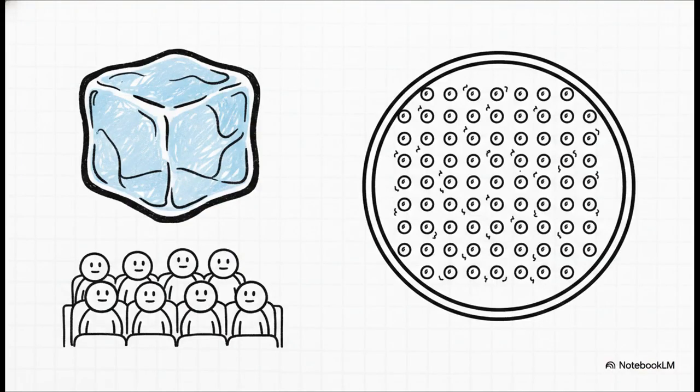First up, solids. I want you to picture the particles in a solid like a perfectly organized audience in a movie theater. Everybody's packed in tightly, right next to each other in their fixed seats. Now, they might be vibrating a little, buzzing with excitement for the movie, but they are not getting up and wandering around. And that's why a solid, like an ice cube, keeps its shape.